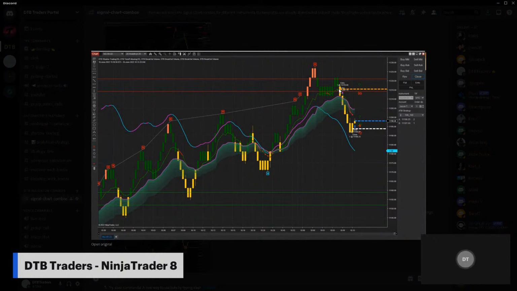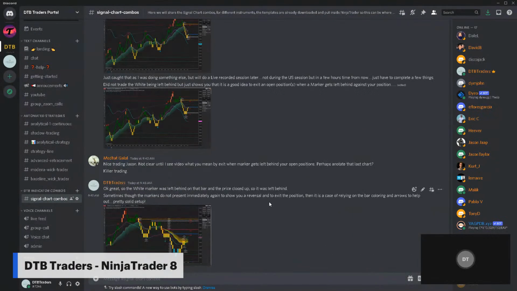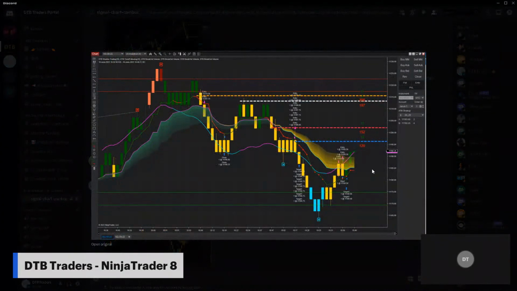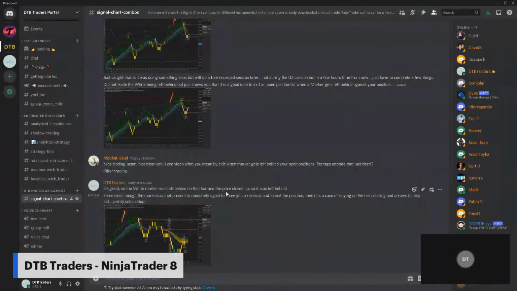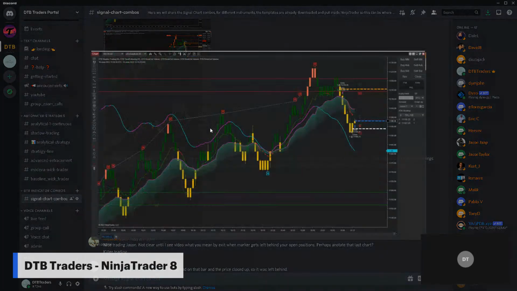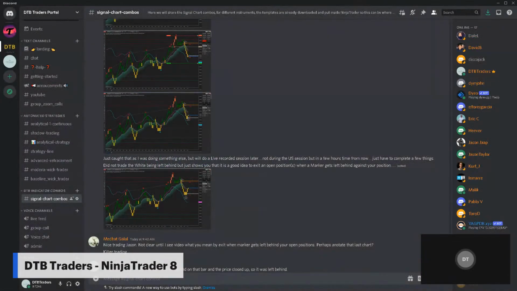The idea is to enter a position when the markers present themselves, and if an opposing marker appears and goes against your position, you exit. I was in a short, and because this marker went against my position, I exited. That is the idea behind it, and it's very sustainable. So that's what happened on the Discord.